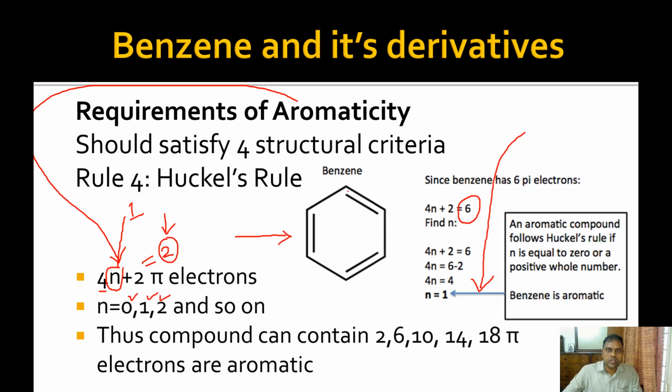And if we look at benzene, we already know there are 6 2pz orbitals which have 1 electron each. So benzene has 6 electrons, and benzene is going to fulfill the Huckel rule. So benzene is an aromatic compound. Like this, if any compound has 2, 6, 10, 14, or 18 pi electrons in the orbitals, they are going to be aromatic.